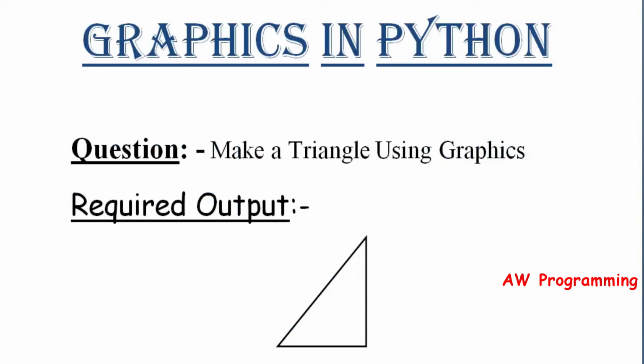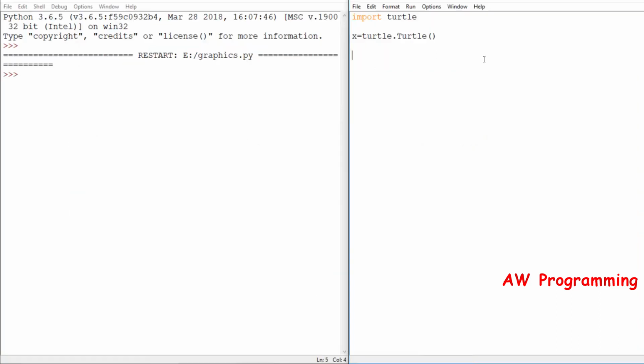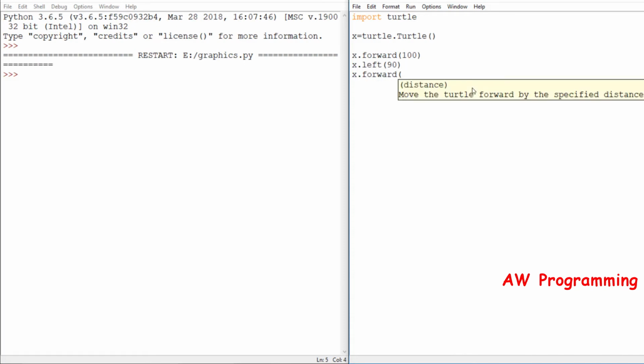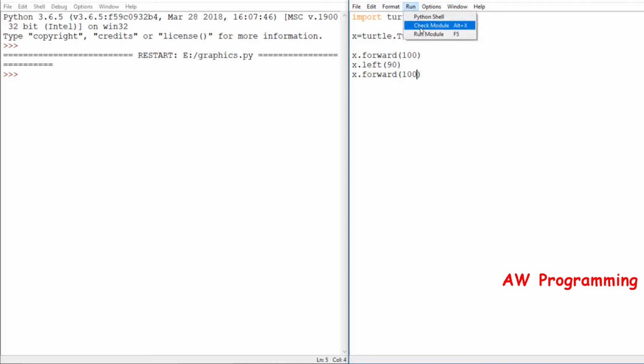In today's lecture we will cover how to make a triangle using graphics. So let's begin. Now let's discuss how to make a triangle, let's say a right angle triangle. I can write x.forward and then the distance, let's just say 100. Now I'll turn my angle by 90 degrees since it is a right angle triangle. So I'll write 90. Now I'll again turn my turtle by 100 degrees more. So now I'll run it and show you guys.